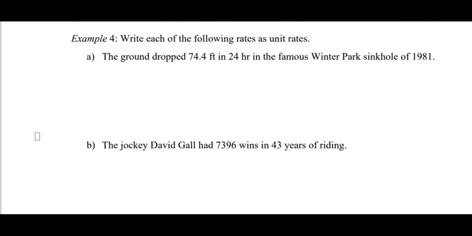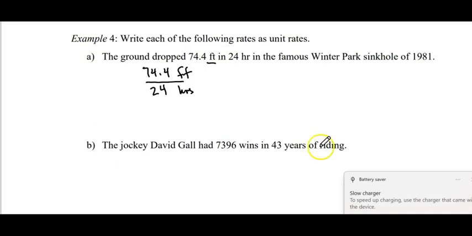So here's our example number 4. Write each of the following rates as unit rates. So the ground dropped 74.4 feet in 24 hours in the famous Winter Park sinkhole of 1981. So our rate is 74.4. Notice here you have the feet over 24 hours. All right, 2 different units. All right. And that is all that we need to do here.